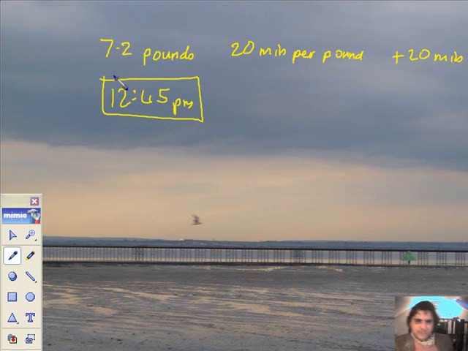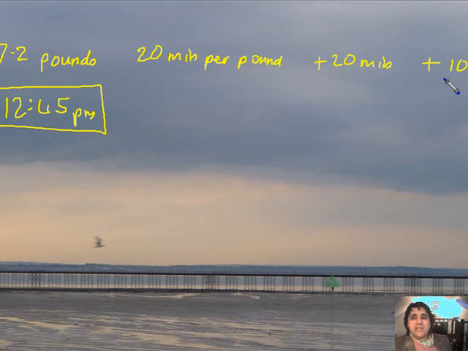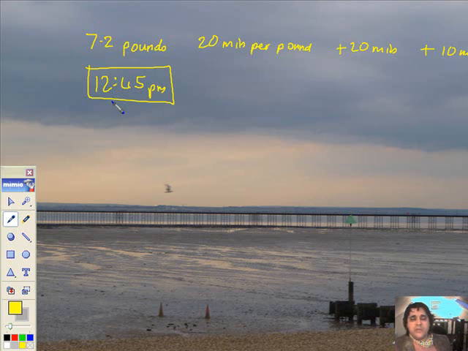Okay, let's just review. It's a 7.2 pound chicken. I've got to put it in the oven for 20 minutes for every pound, plus an extra 20 minutes to make it all crispy. Then take it out of the oven and add on 10 minutes to let the meat rest before you carve it. And I want to sit down to start carving the thing at 12:45, ready to start chewing it all up by 1 o'clock. Probably a Sunday roast. Right, 20 minutes per pound.